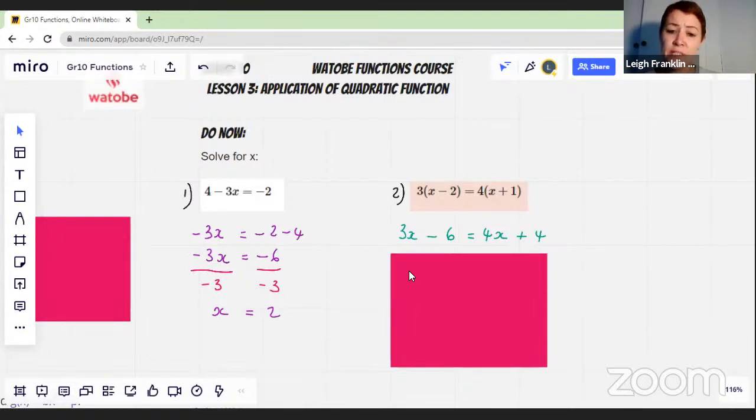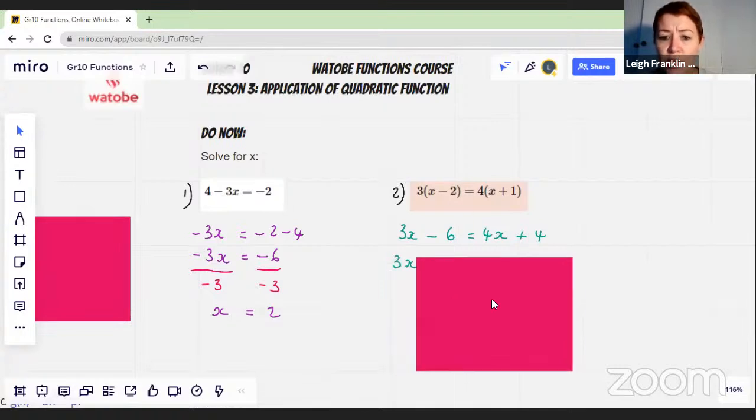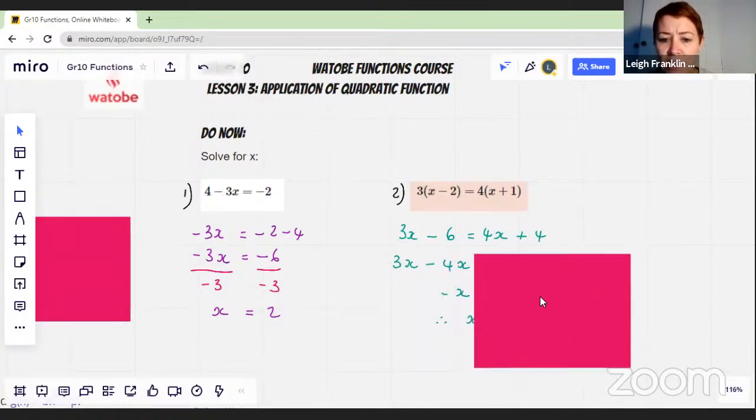3x is on the left. It's positive on the left, so it's going to keep its sign because it's staying on the left. 4x, however, was positive on the right. But now when we move it over to the left-hand side, we need to change its sign. Okay, so that's why we end up with 3x minus 4x, because my 4x changed sides from the right side to the left-hand side.